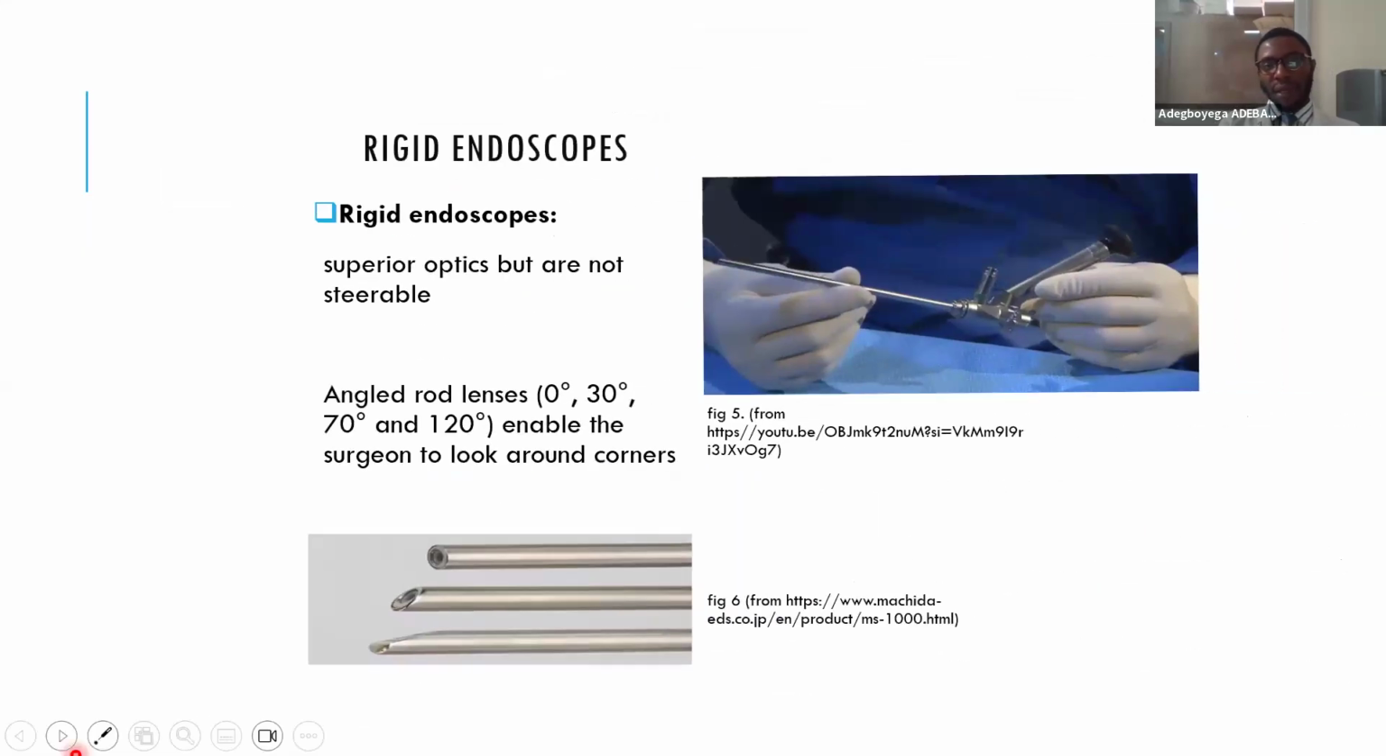Rigid endoscopes have superior optics compared to the flexible endoscope. However, they lack steerability. In order to overcome this problem of lack of steerability, angled endoscopes of various degrees have been introduced, which enable the surgeon to look around corners.